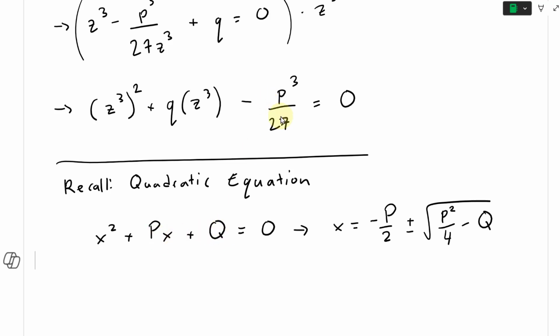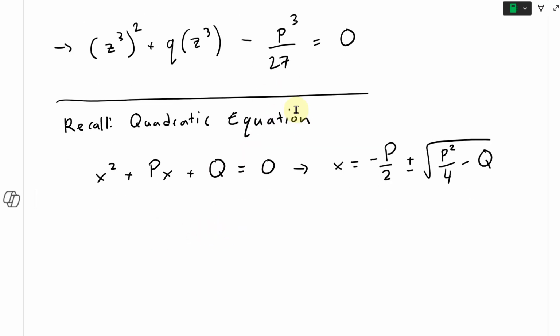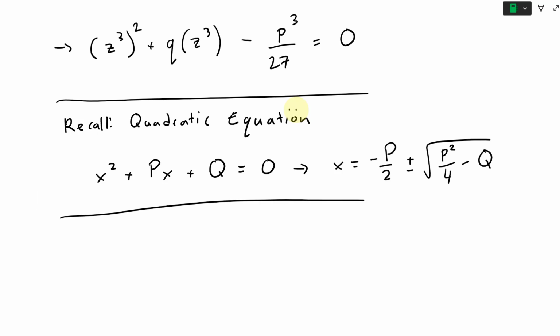Now this capital Q is going to be negative p cubed over 27. So in our case, the x variable is going to be equivalent to, not equal to, just because we already have an x before, I'm just saying in this case, is equivalent to z cubed. So yes, we have x squared, this is z cubed squared. And then the next one is going to be capital P is equivalent to lowercase q. And then the next one is going to be capital Q is equivalent to negative p cubed divided by 27.